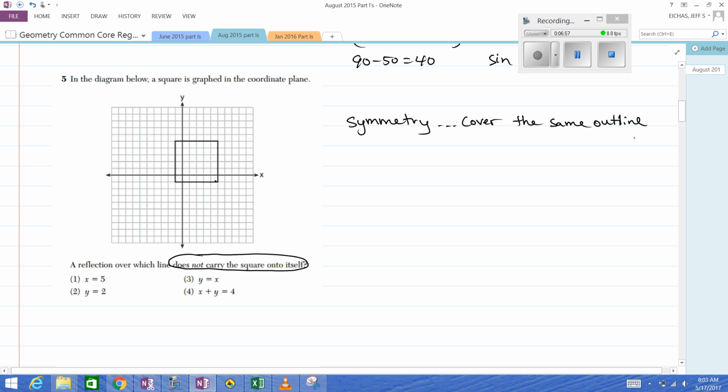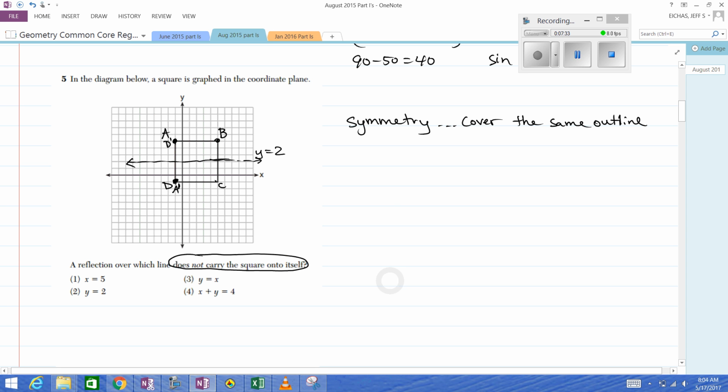Carry onto itself: if you were to label this A and B, and we were to reflect over the line, let's pick one, y equals 2. Let's go with CD, 2. So if I reflect over the line y equals 2, this square is symmetric about that line. However, A doesn't land on A. A lands on D, so really it's like A prime right there. But D also goes to A prime. Or I'm sorry, D prime goes to A.